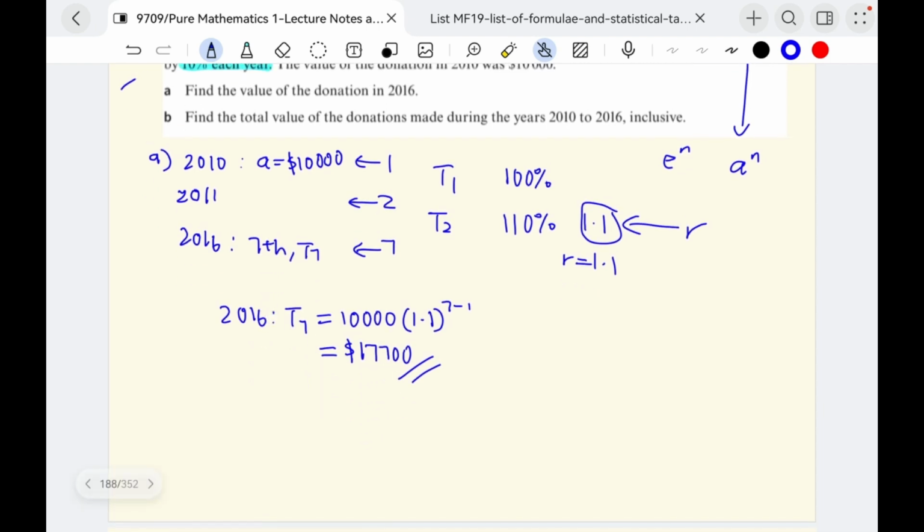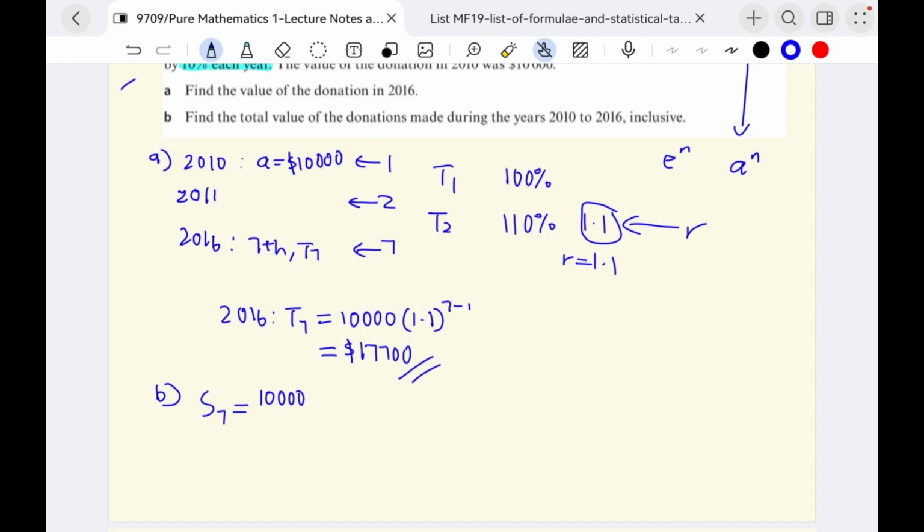Okay, for part B. Find the total value of the donations made during the years from 2010 to 2016, and please take note of the keywords inclusive and total value. This part asks you to find the sum of the first 7 terms, for the total value of the donations. So S7 equals, what is a? 10,000.